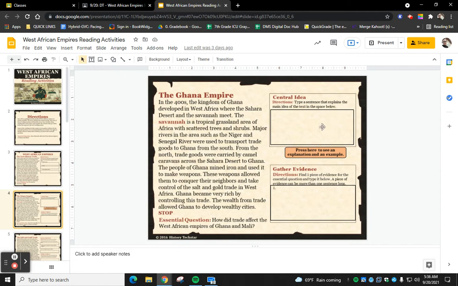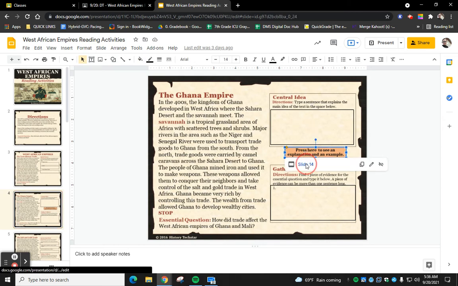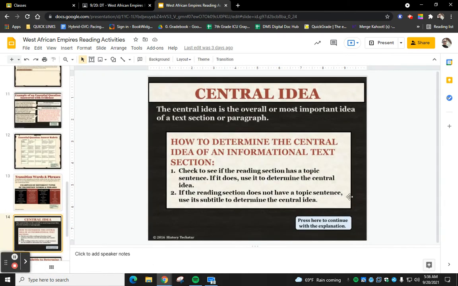All right, then over here we have central idea. Type a sentence that explains the main idea of the text in the space below. Now, if you're not sure what that means, if you click on this and you click on the link, it'll take you directly to a slide that explains the whole entire thing. So the central idea is the overall or most important idea of a text section or a paragraph.